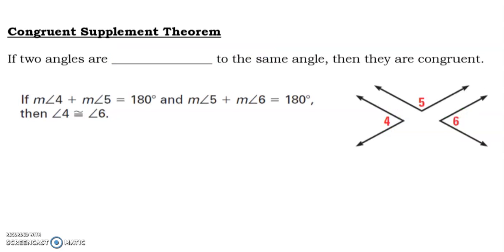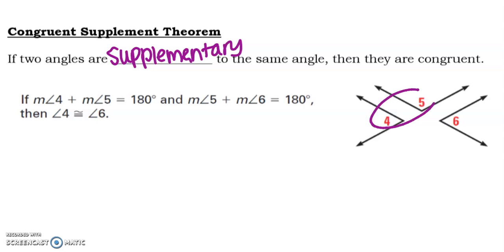And we can say the same thing about supplementary angles. So if two angles are supplementary to the same angle, then they are congruent. So if angle 4 and angle 5 add up to 180 degrees, and if angle 5 and angle 6 add up to 180 degrees, get rid of the middleman, and we know that angle 4 is congruent to angle 6.